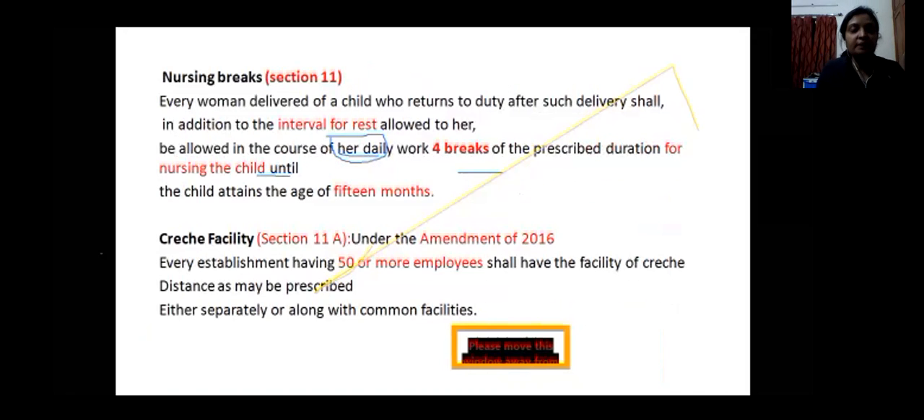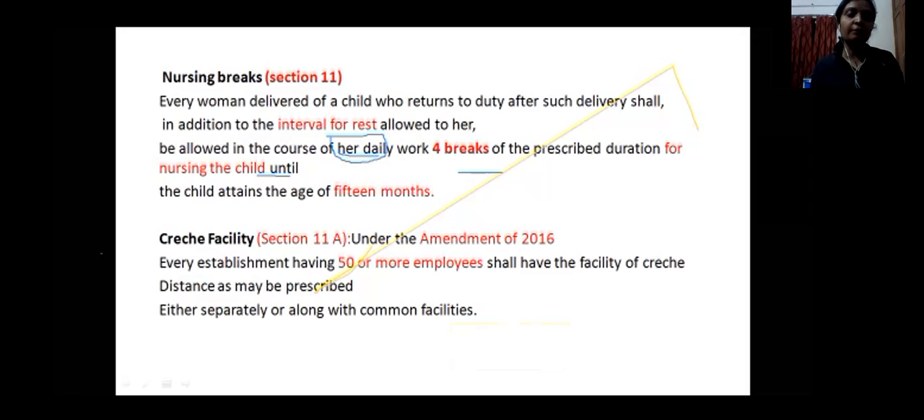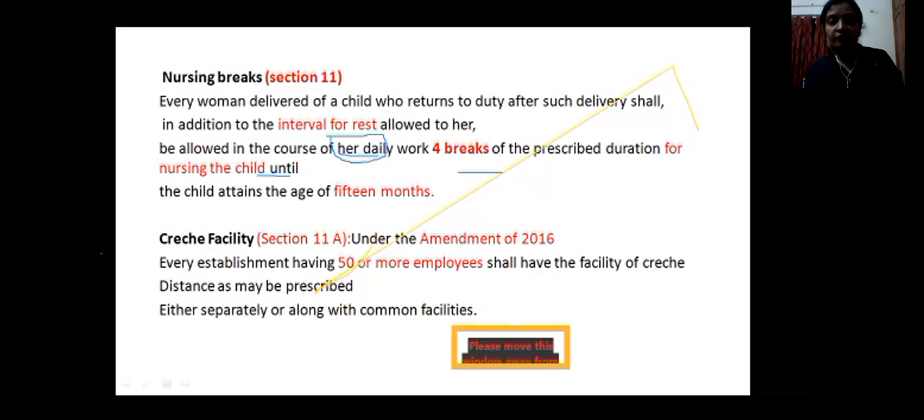Now coming to nursing breaks. This slide is very important for you all. Nursing breaks according to section 11. Every woman delivered of a child who returns to duty after such delivery shall, in addition to the interval for rest allowed to her, the rest interval she is already allowed. Okay.